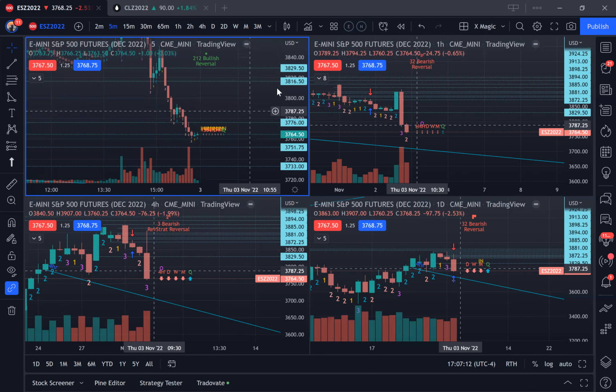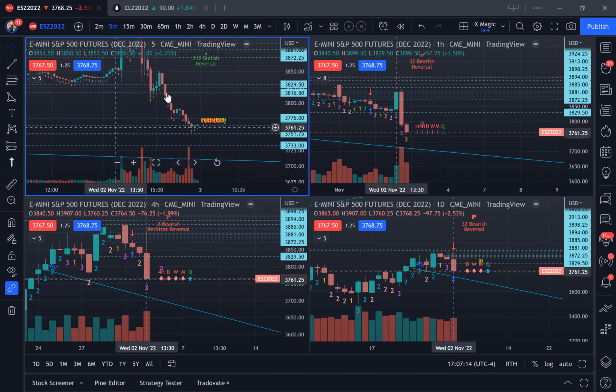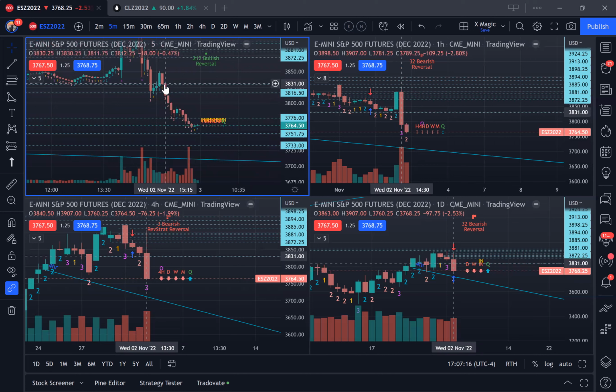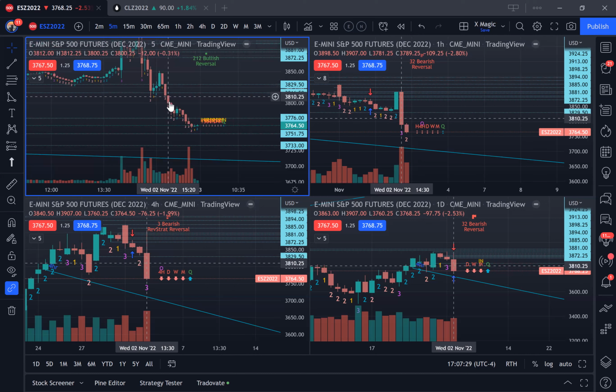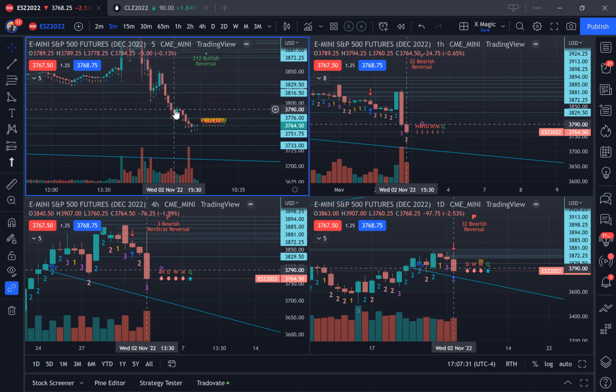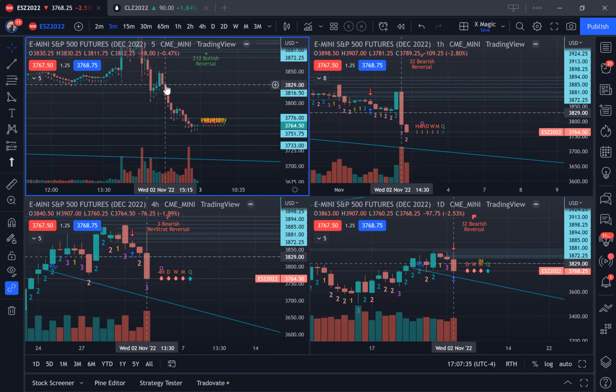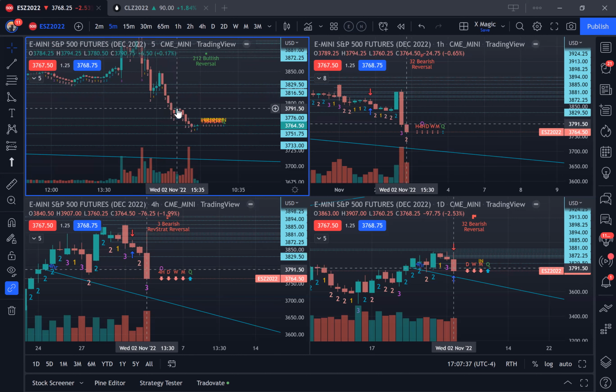I'll give you a quick little example. Let's just say I didn't get out of my short around this area here or down here. On the 5 minute, there's no reversal signal to get out of that trade until right here. So you could have gotten in here and you could have ridden it all the way down here for about 30 points.